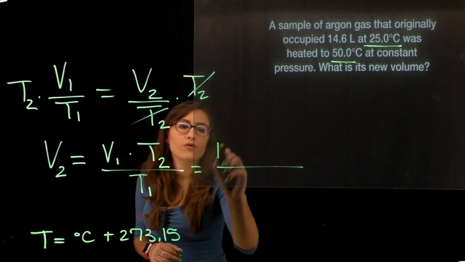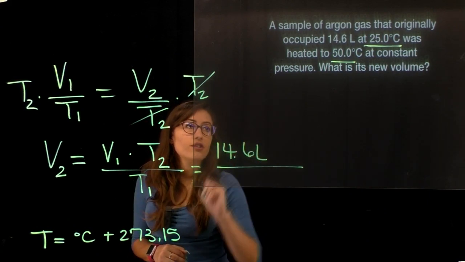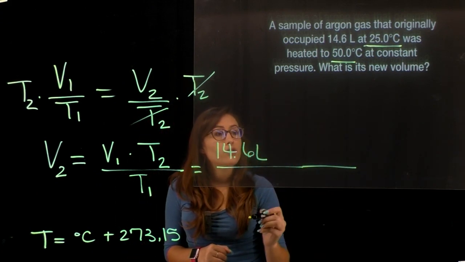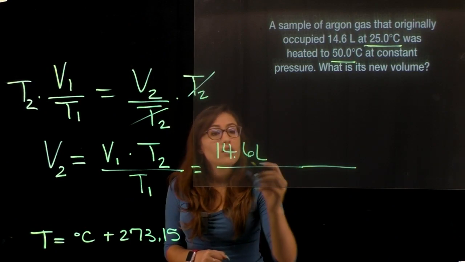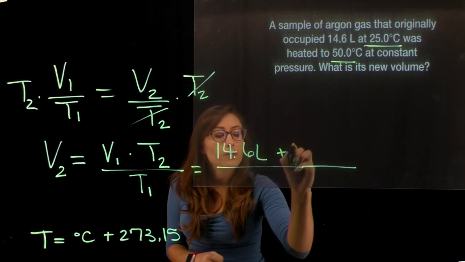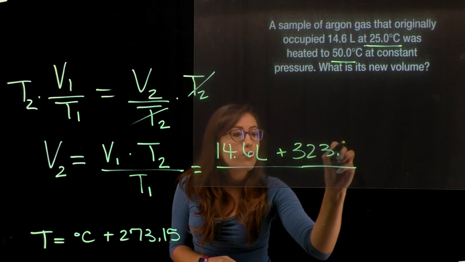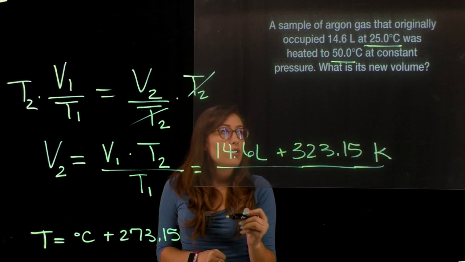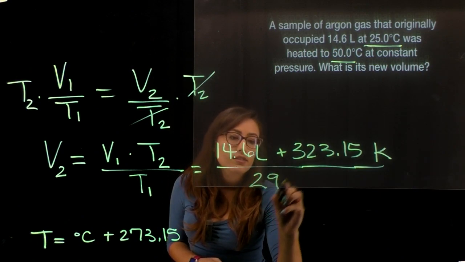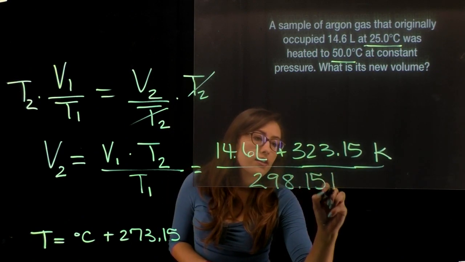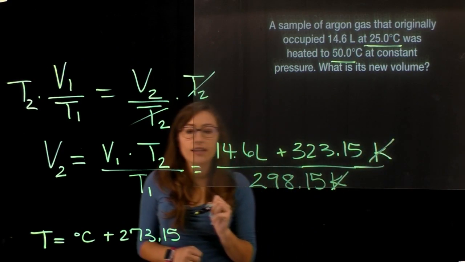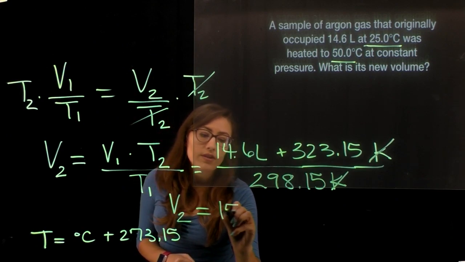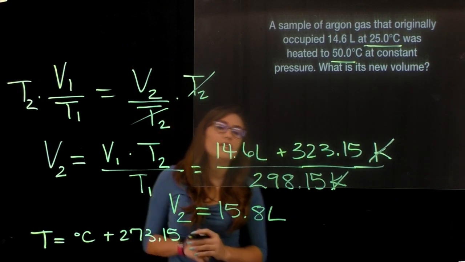So our initial volume is 14.6 liters. If we take our final temperature of 50 degrees Celsius and add 273.15 Kelvin to that, it will be 323.15 Kelvin. And then our initial temperature would be 298.15 Kelvin. Kelvin and Kelvin cancel out, and our final volume is going to be equal to 15.8 liters.